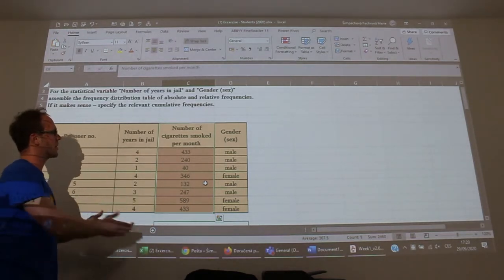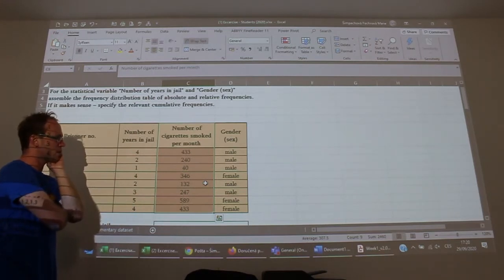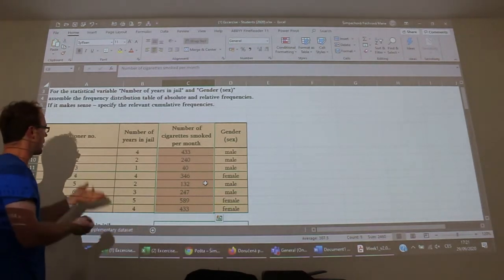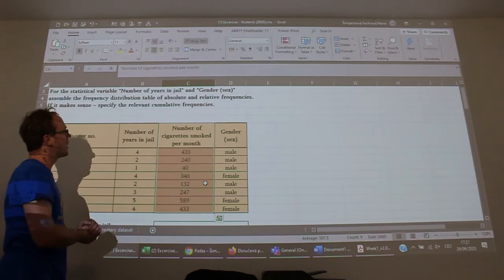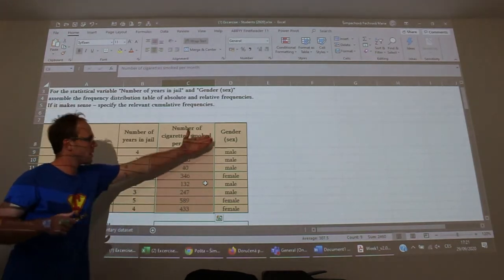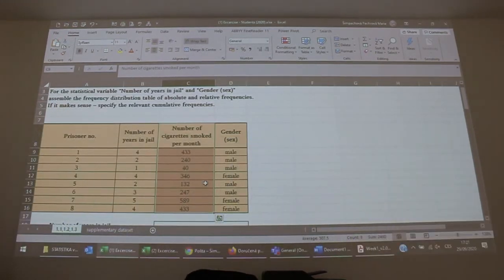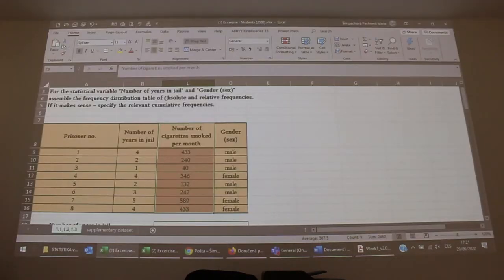So in general we can say that a lot of quantitative variables are continuous, yes. But in this small example with sample size equal to 8 prisoners, we have 2 discrete variables and one qualitative variable, gender. Yes, so if you check this document: quantitative, discrete, 2 variables, and the qualitative variable is gender. Okay, so what can we do for the statistical variable number of years spent in jail and gender?